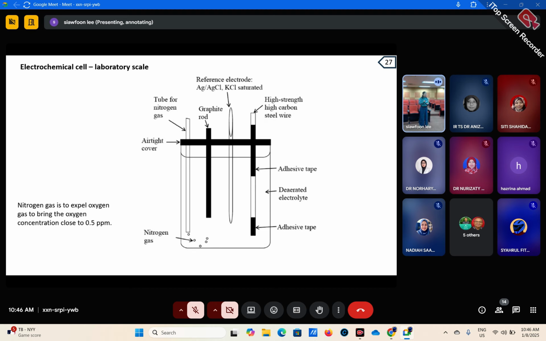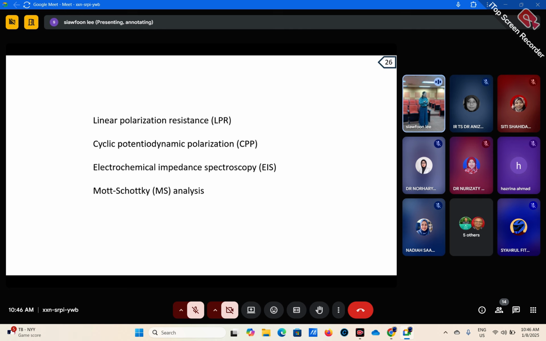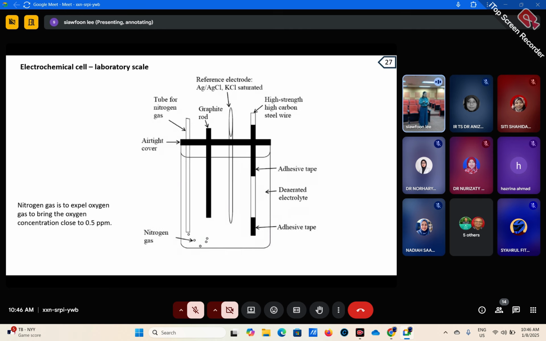And if you have an airtight cover, the solution inside can actually reach an oxygen concentration of less than 0.5 ppm. And here you can study a lot of things that you want to study by applying the electrochemical techniques that I mentioned here. All these kinds of techniques you can apply to study all this.